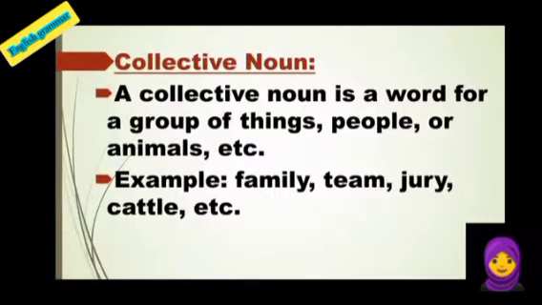Collective noun. A collective noun is a word for a group of things, people, or animals, etc. For example, family, team, jury, cattle, etc. Here, collective noun can be both plural and singular.